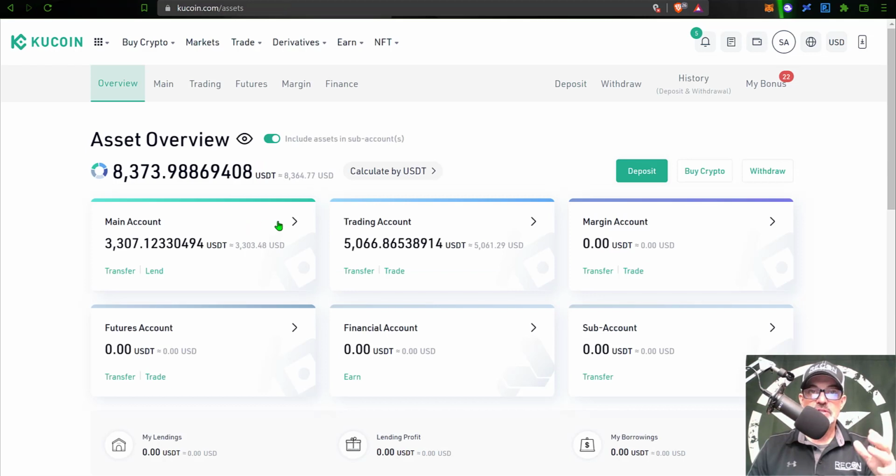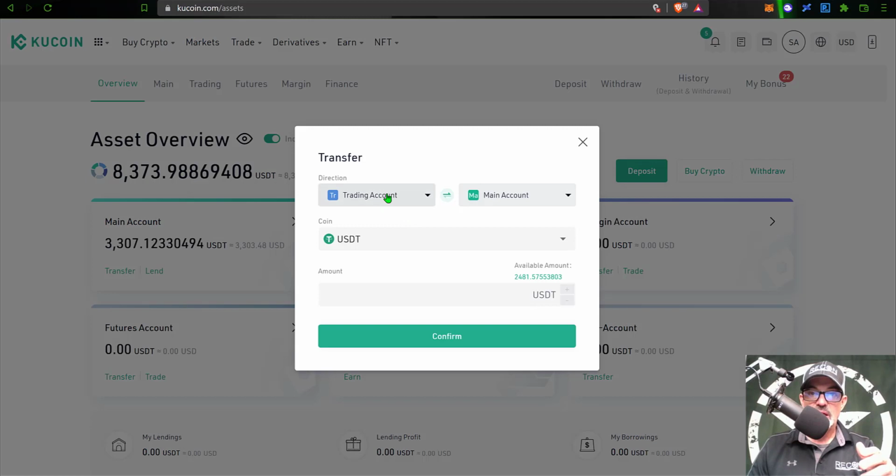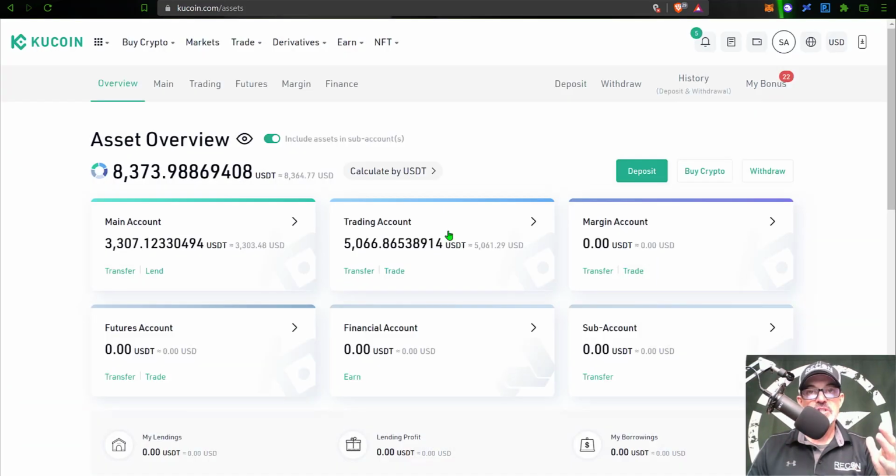Now, once you receive your funds in KuCoin, you will need to more than likely transfer them from your main account to your trading account, and you can simply click on transfer. Select the direction, and you would want to go from your main account to your trading account, the coin you want to transfer, and then the amount, and then click confirm. And that transfer happens pretty much instantly, and now you're actually ready to trade or buy Bitcoin.